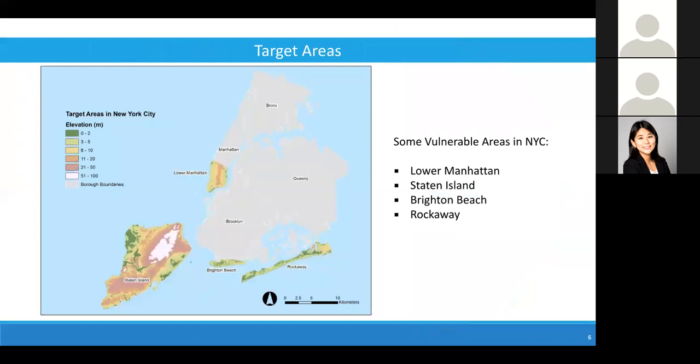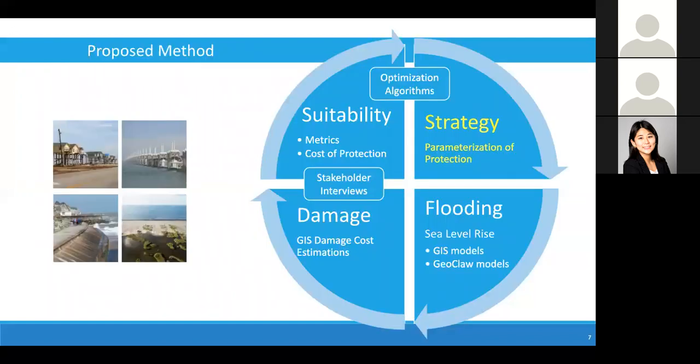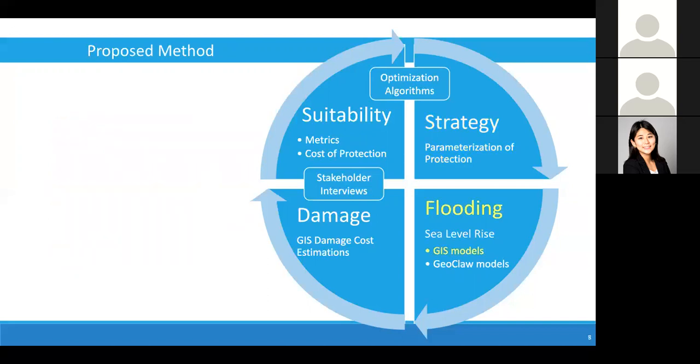We are focusing on these target areas in New York City. There are some vulnerable areas such as Lower Manhattan, Staten Island, Brighton Beach, and Rockaway. So we start with parameterization of protective strategies, and first, we will start with the GIS model.